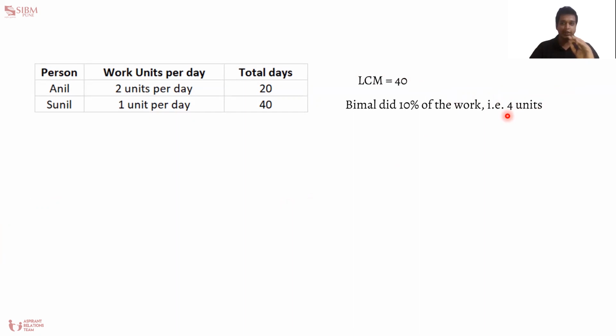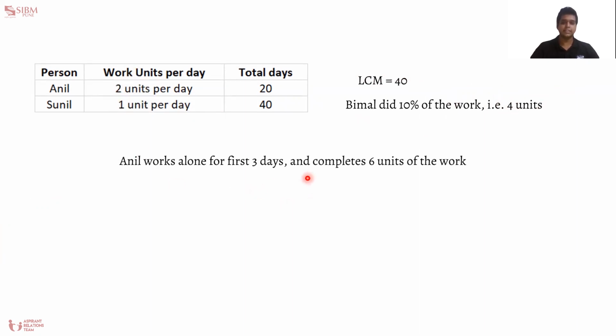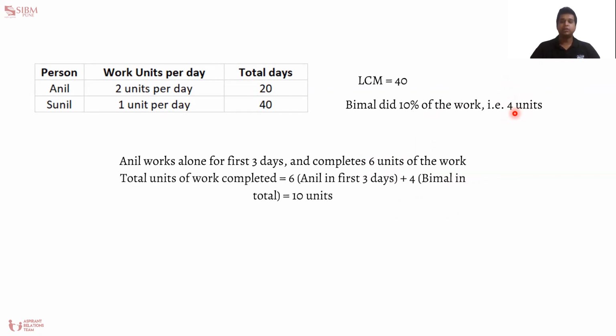We know that for the first 3 days, Anil works all alone, and per day he can complete 2 units of work, which means in the first 3 days Anil completes 6 units of work. Bimal in total has done 4 units of work. So the work completed comes to 10 units. We know the total work is 40 units, which means the pending work is 30 units.